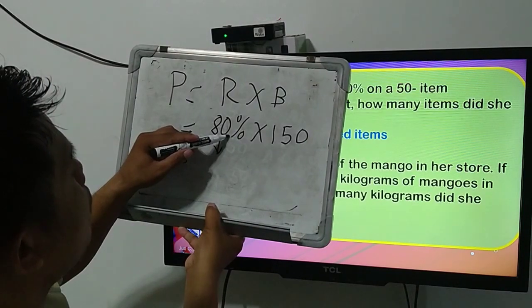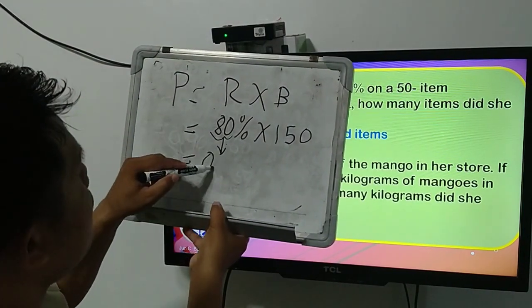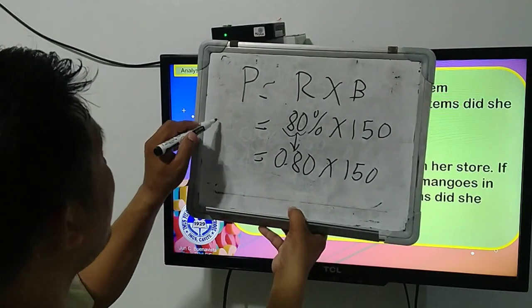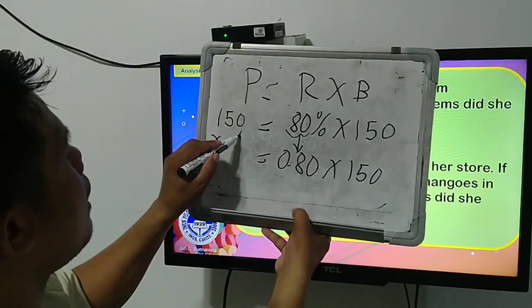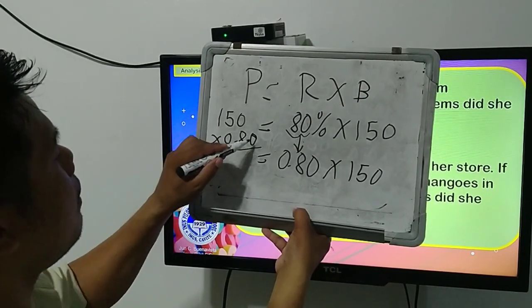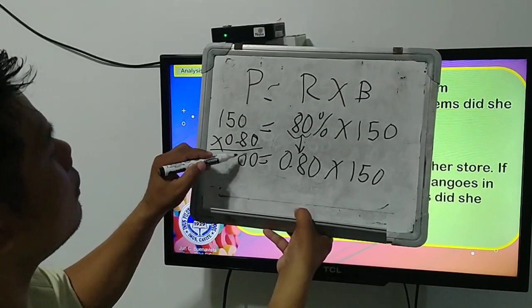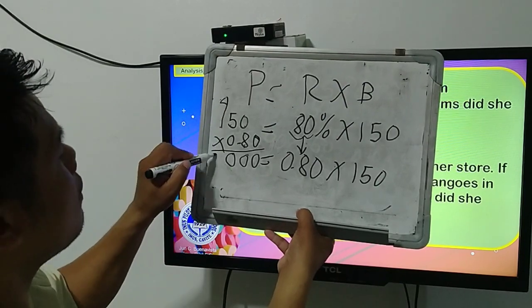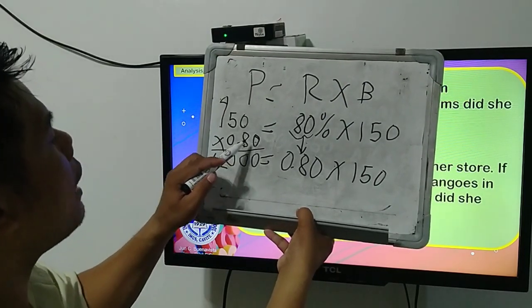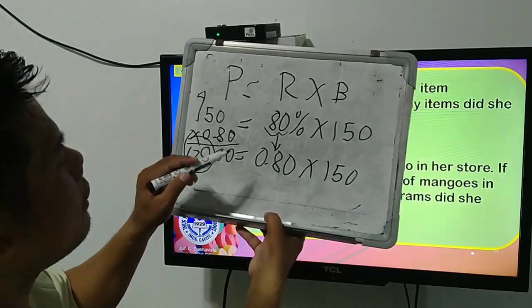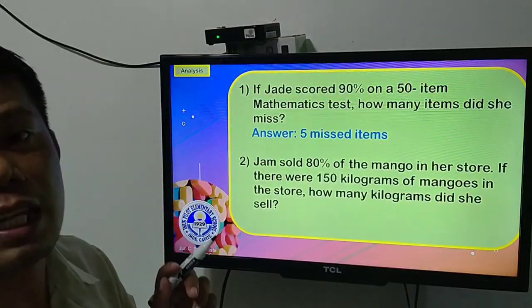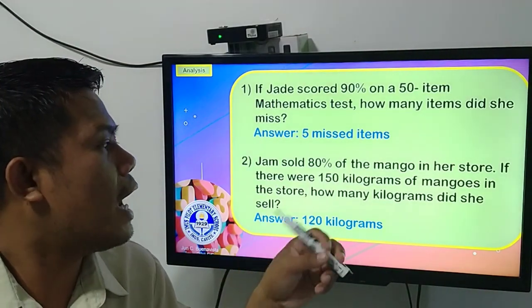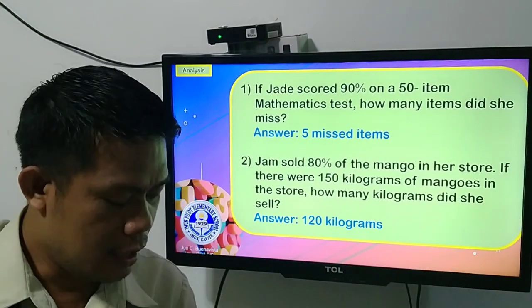Now, change this to a decimal number. Move the decimal point to the left, 1, 2. So that is 80 hundredths. Then times 150. So we're going to solve 150 times 80 hundredths. Okay, bring down 0. 8 times 0 equals 0. 8 times 5 equals 40. Carry 4. 8 times 1 equals 8 plus 4 equals 12. Count the number of decimal places. 1, 2. So this is 120 kilograms. So the answer is 120 kilograms of mangoes Jam sold in her store.